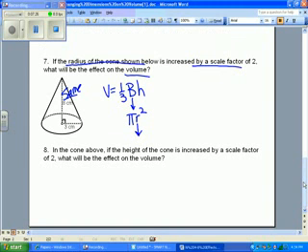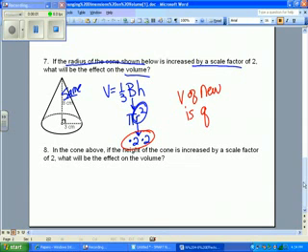Only the radius is changing. So only the radius is doubling. And how many radii are occurring in this shape? 2. So we know that we're going to multiply by 2 and multiply by 2 for each radius of change. So therefore, what effect is happening to the volume? It's this times 2 times 2. So the volume of the new is times 4, which is quadrupled.